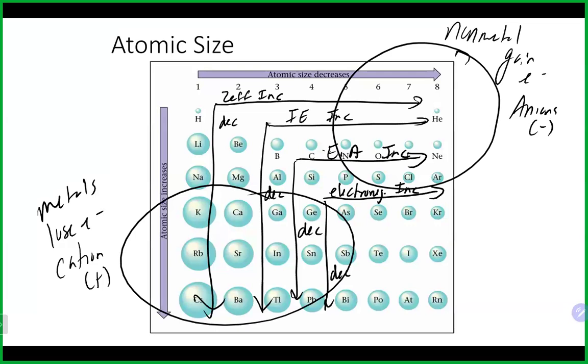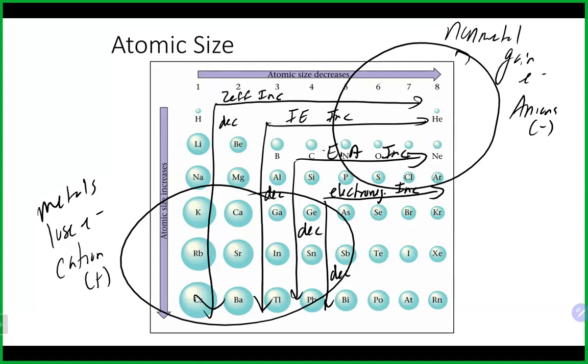So all of these trends are the reason why nonmetals gain electrons and metals lose electrons, and that's also why, as we'll talk about here in bonding, an ionic compound forms between those two things. When you put a metal and a nonmetal together, you have the perfect situation: the metal's going to get rid of its electrons, the nonmetal's looking to pick them up, so we're going to get that transfer of electrons.